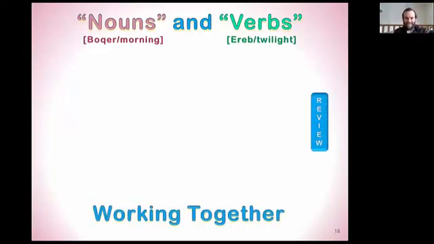We're waiting for the screen to come up here. Working together.